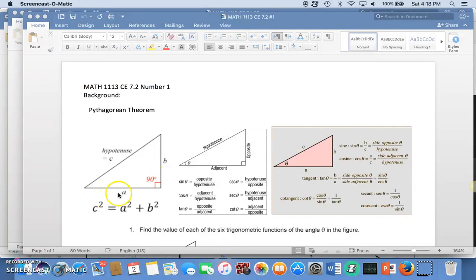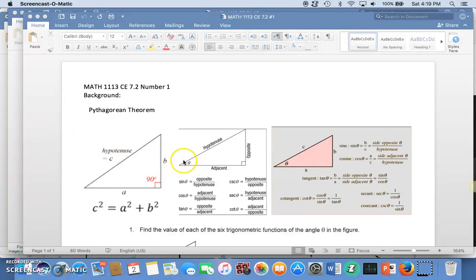triangle. But your sides of this right triangle right here, we can refer to it as A, B, and C, with C being the hypotenuse, and this is the Pythagorean theorem. It's kind of important that you know it to be able to find the three sides of the triangle. And then the triangle, those sides are related to the trig functions. And there are various things that will help you remember how to find the trig functions.